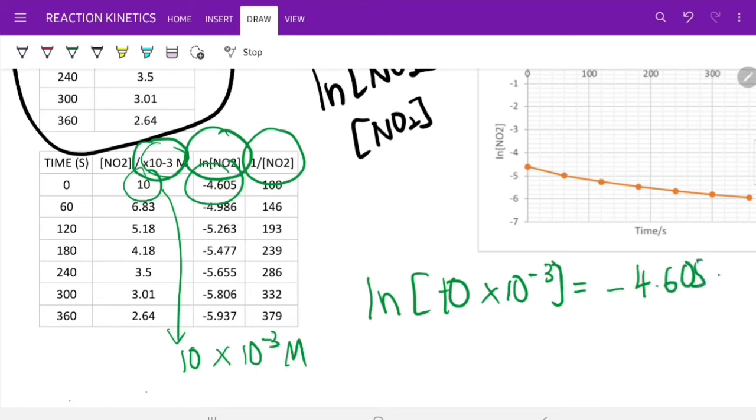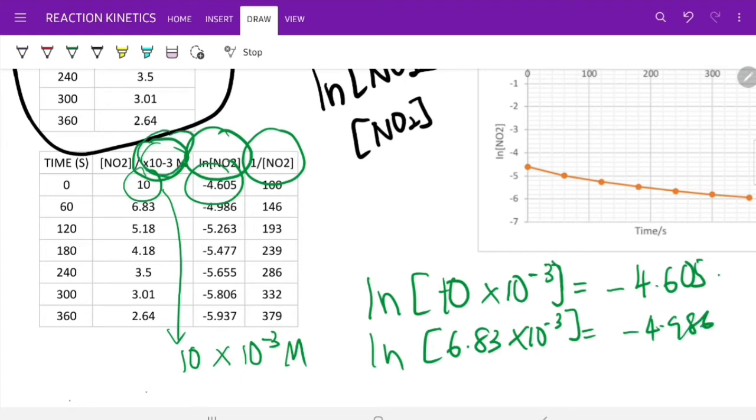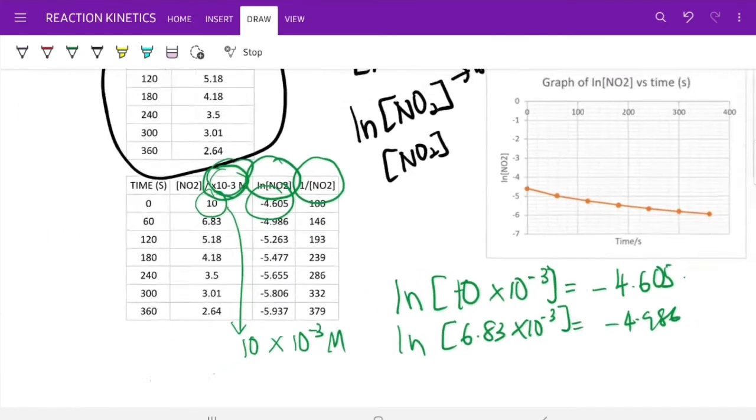Same goes with time 60 seconds. So it's ln 6.83 times 10 to the power of negative 3 equals negative 4.986. Please be alert about this scientific notation. Sometimes they include it in every data, sometimes they just refer to the column title. So I already plotted 3 different graphs for my zero order reaction, first order reaction, and second order reaction based on this experimental data. So let's look at each graph.